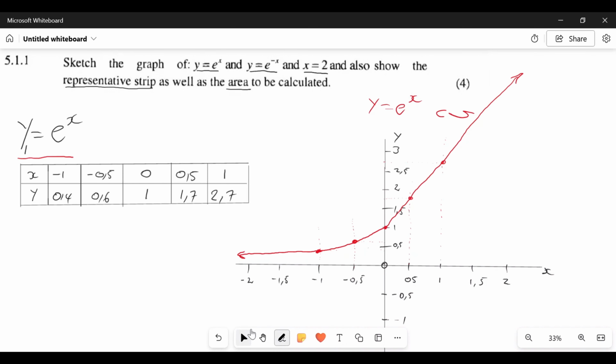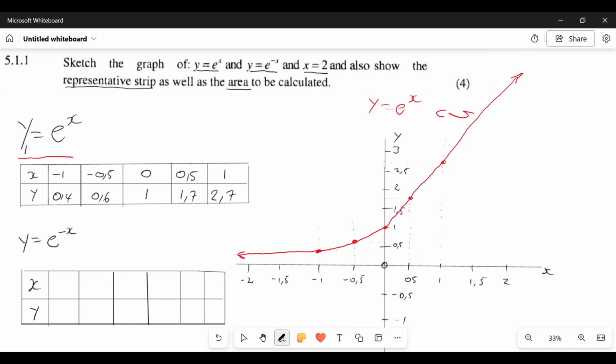Now let's draw another graph where y equals e to the power of negative x. So we need to recreate the table again as well. So let's create the table. Alright guys, we are done with the table for this one. We're still going to insert the very same x values for this graph. So we're going to insert -1, negative 0.5, 0, 0.5, and 1. There we go. Then from there, we're just going to substitute.